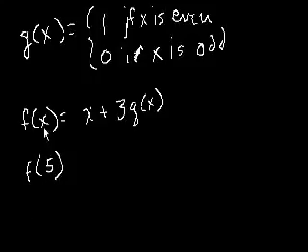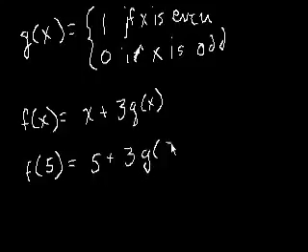We take this 5 and we replace it for x in the function f. So f of 5 is equal to 5 plus 3 times g of 5, right? We just literally took this 5 and replaced it everywhere we see an x. If instead of a 5 I had a dog here, f of dog would be dog plus 3 times g of dog. Not that that would necessarily make any sense, but you get the idea. So f of 5 is equal to 5 plus 3 times g of 5.